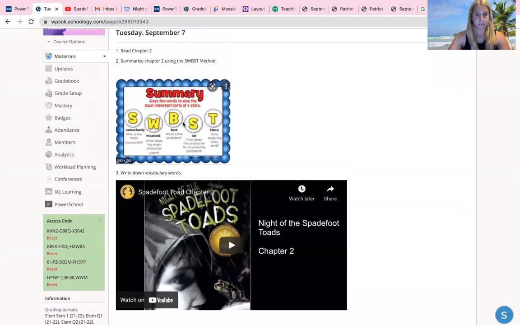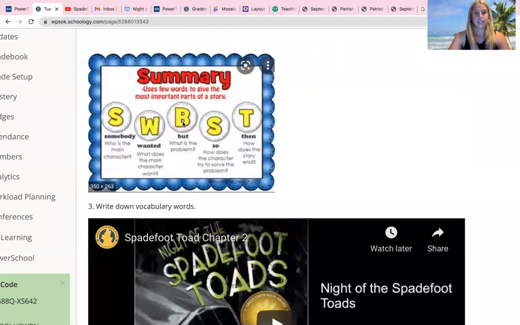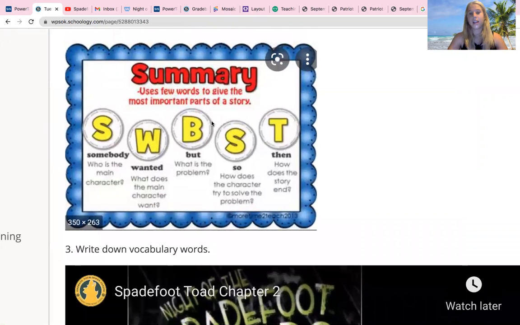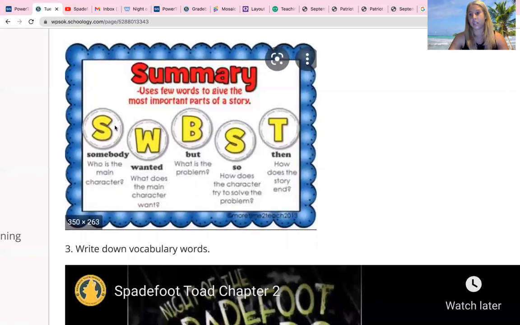Okay, this is the SWBST method. It sounds funny, but it's a really easy way to summarize, and we've used it for a few years now. So let's say we're summarizing chapter 1, which we've already done together. We kind of write down S, and that stands for somebody. So really, who are we talking about in this chapter? Who is the main character?